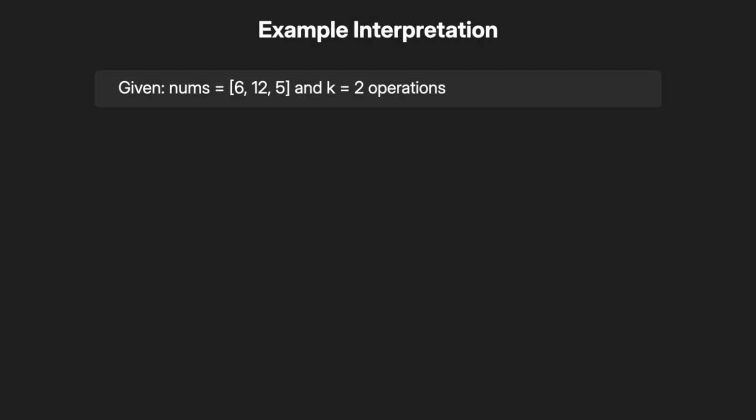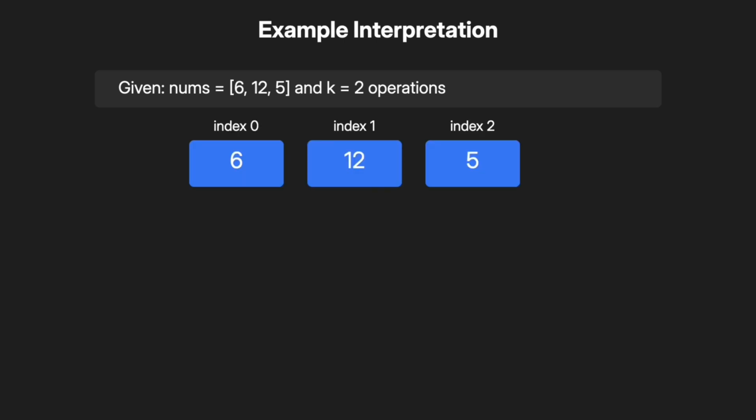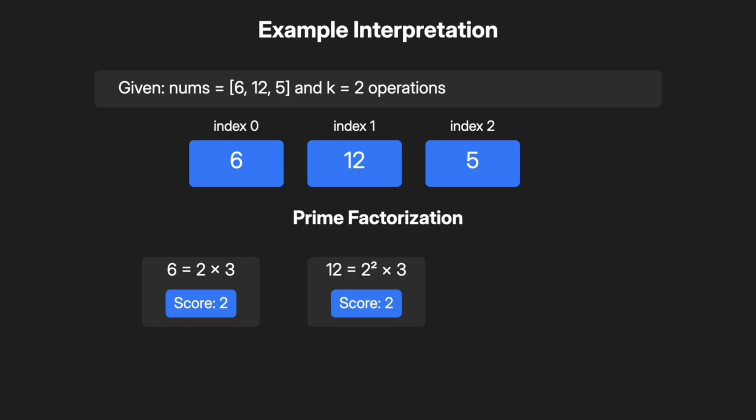Let's work through an example to better understand this problem. We have the array nums as 6, 12, 5, and we can perform k as 2 operations. First, we need to determine the prime score of each element. The number 6 equals 2 times 3, giving it two distinct prime factors. Similarly, 12 equals 2 squared times 3, also giving it two distinct prime factors.